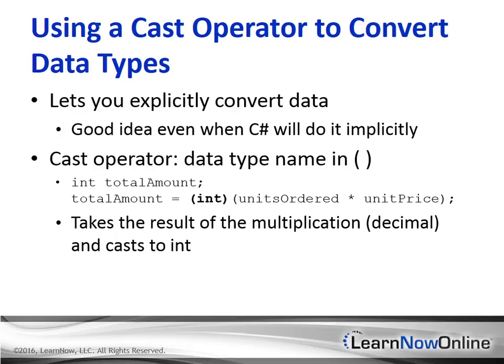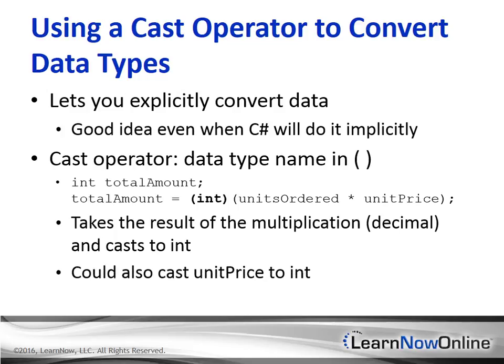You could lose data. But the compiler is going to be happy with this because, again, you're telling the compiler, I know I could lose data. The range of values I'm not worried about. Just go ahead and cast it to an int. And total amount gets an integer value. Okay, and total amount gets assigned that value.